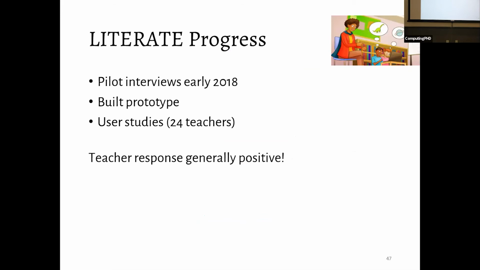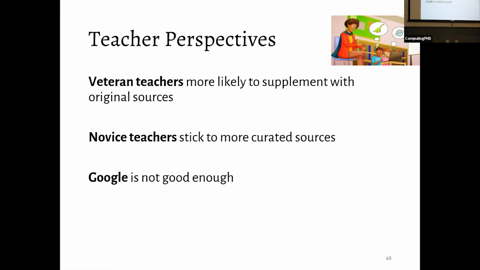And we've run a user study for this that we're currently revising the paper for. Teachers generally have been positive of this kind of system. A few things, though, that we found is that when we were interviewing teachers initially, experienced teachers were more likely to be supplementing their curricular material with original sources. Newer teachers were more likely to just stick with the curated sources that were readily available.